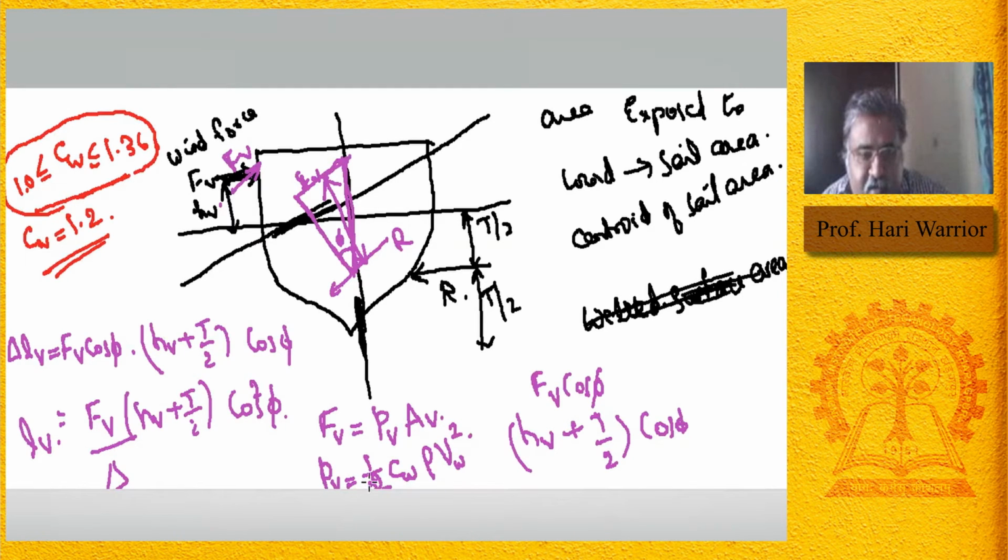The pressure due to the wind is half CW rho VW squared, where V is the velocity of the wind. Then force is equal to PV AV. AV is the area here, and PV is what we have calculated. AV is known as the sail area, as I told you. That is the area over which the wind is acting normally. That is the sail area.